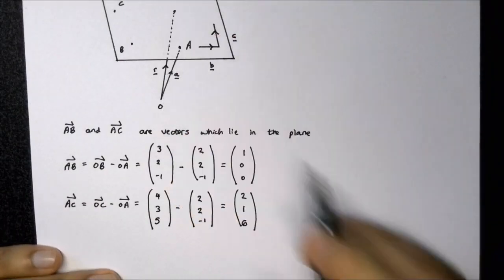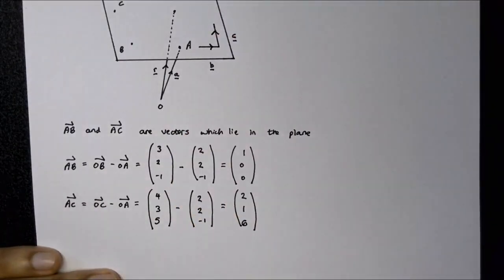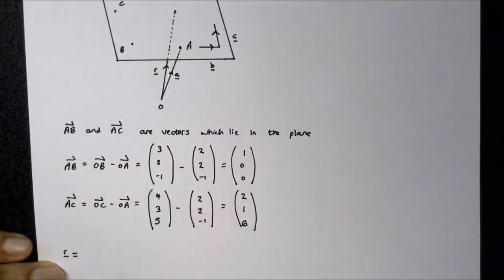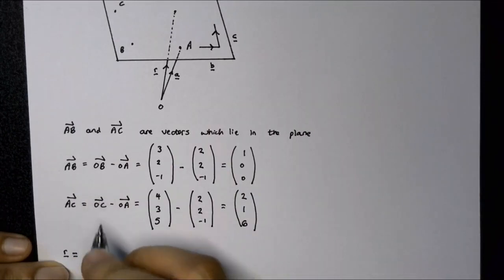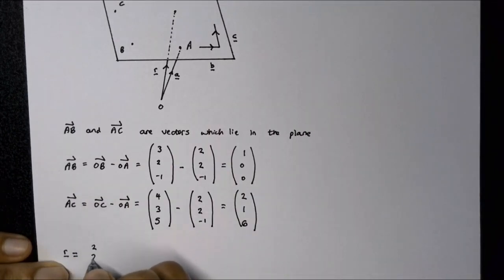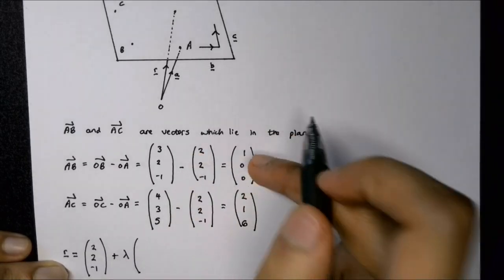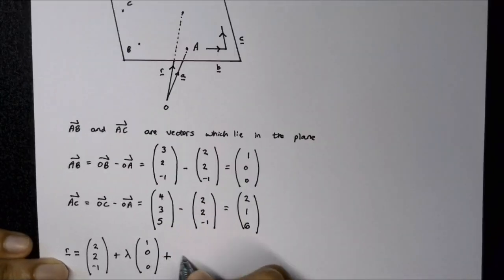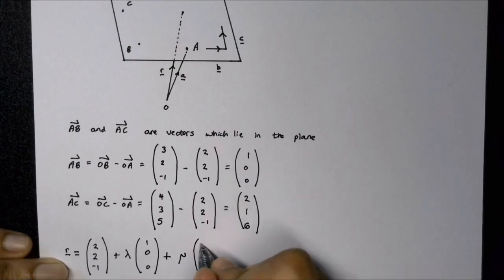OR, which is the vector form of the equation of the plane, that's equal to the vector A, so that will be 2, 2, minus 1, plus lambda, lots of the vector B, which is 1, 0, 0, plus mu lots of 2, 1, 6.